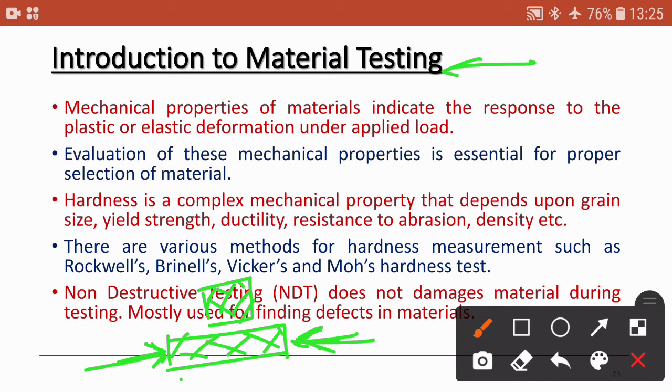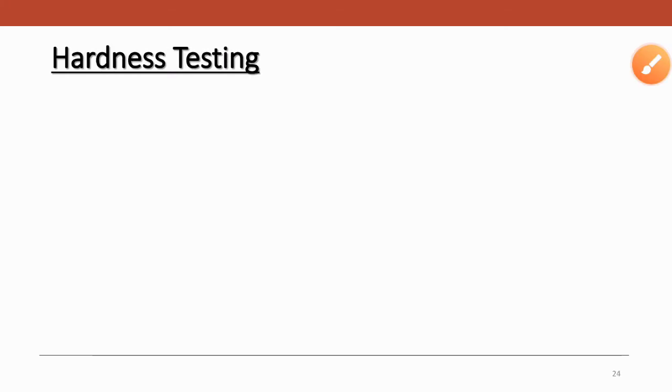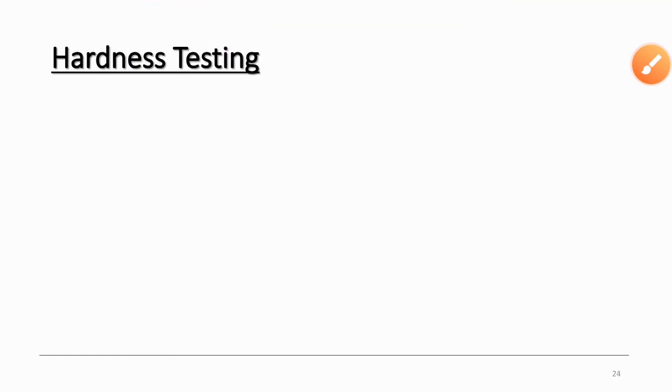So this is material testing. Next is hardness testing. Hardness is one of the major criteria or major parameters to decide what the material is and what the strength of the material is. So hardness is one of the major parameters. So hardness testing is our area of interest now.